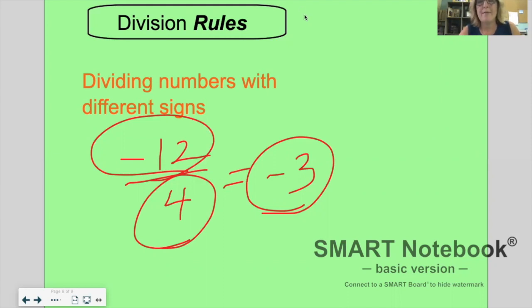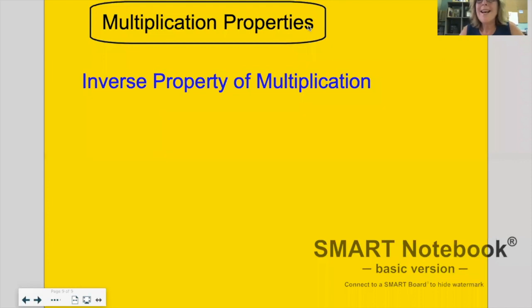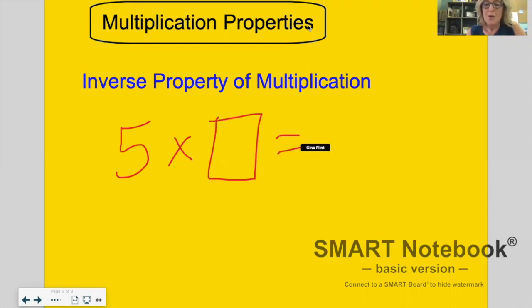that whenever we have two different signs involved in division, the result will be negative. All right, one last multiplication property we need to talk about is the inverse property of multiplication. Now, this is something that has never been named like this for you, but is a concept that you understand. I want to know, if I start with 5, what I would need to multiply that by in order to get a product of 1.